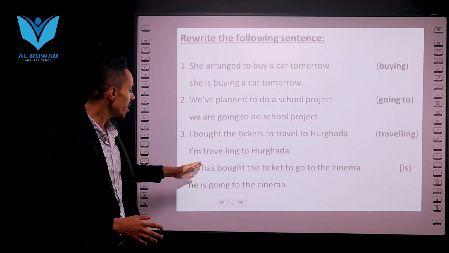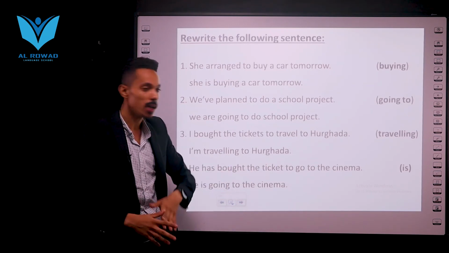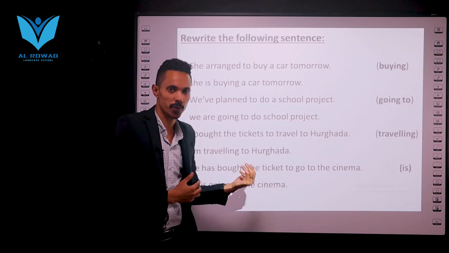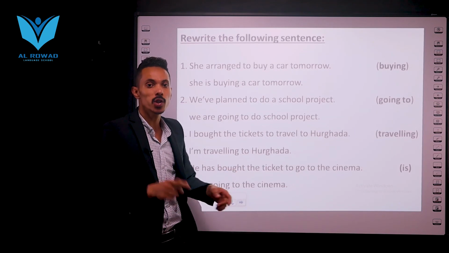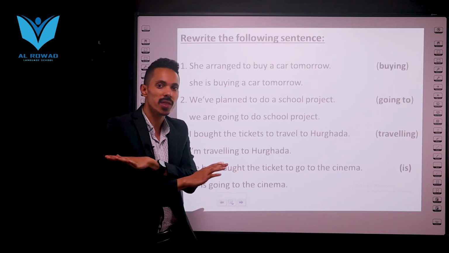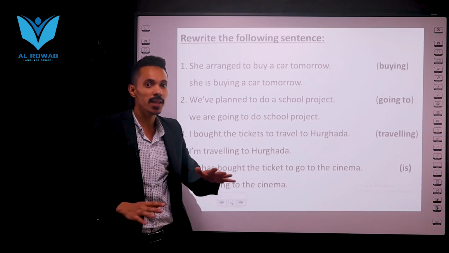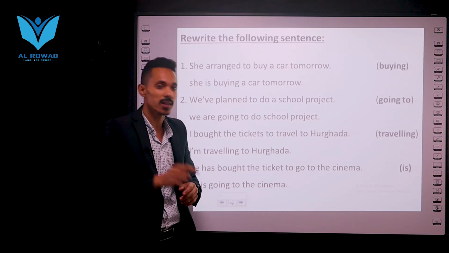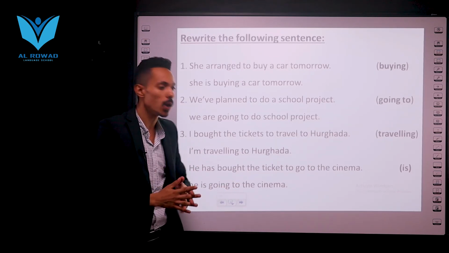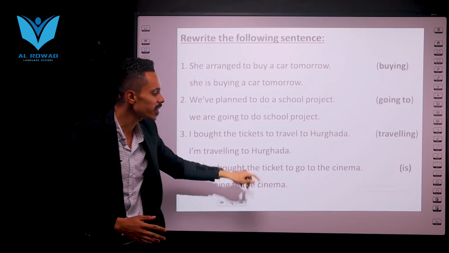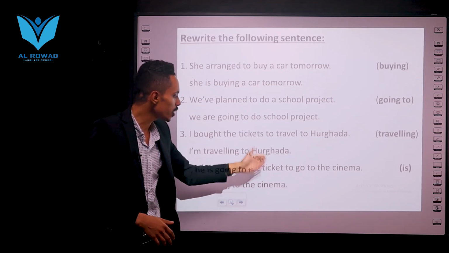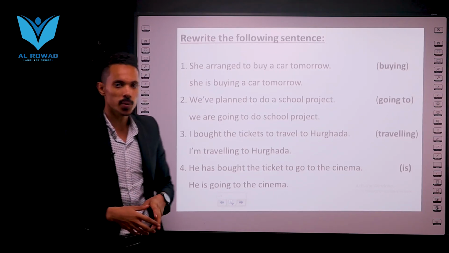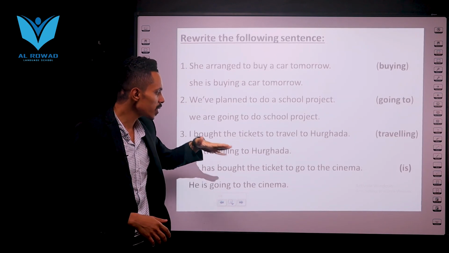Number 4: he has bought the tickets to go to the cinema. Also, it's a future arrangement. You tell me, Mr., but we don't have the verb "arrange" here. I tell you, you may understand without the verb. Without the verb "arrange" here, you should understand that the sentence is an arrangement, because the arrangement is here: "has bought the tickets". So you will skip "has bought the tickets to" and put "go" in the present continuous. So here the answer will be: he is going to the cinema.